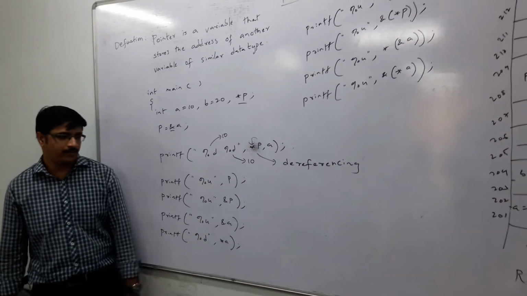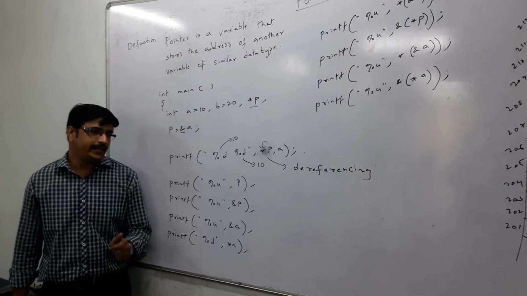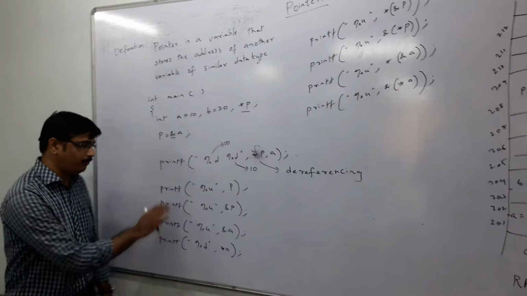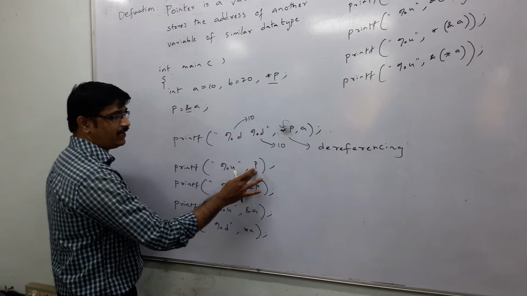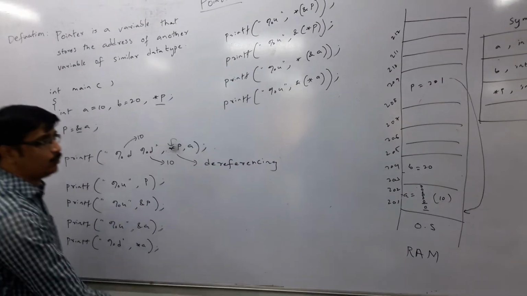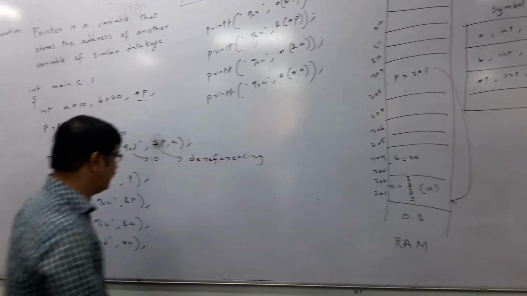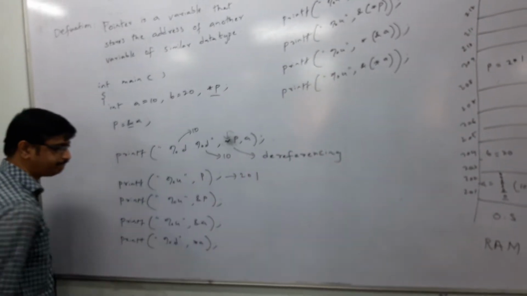There is a format specifier called %u, which we will generally use in order to represent an address location. So printf("%u", p). It is pretty straightforward. Whatever p is holding, that is, p is holding 201 as an address, which is the starting address of a. So here it is going to print 201.